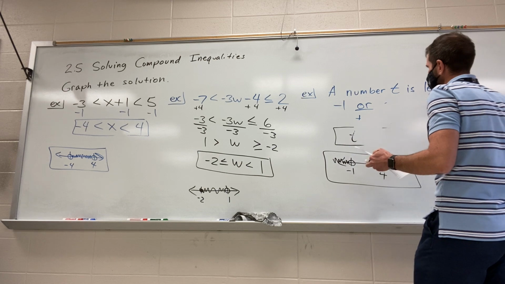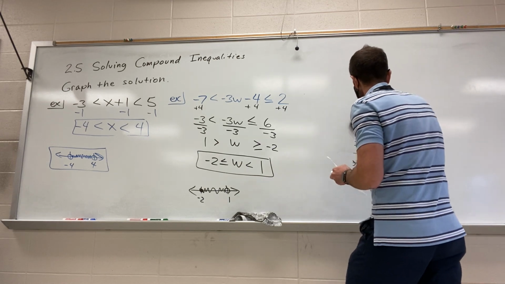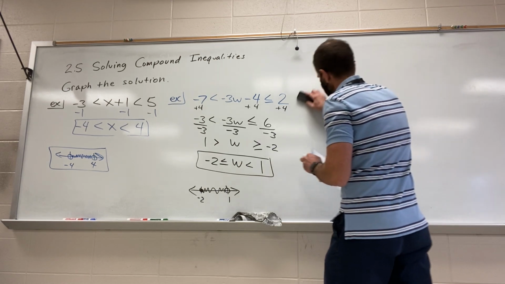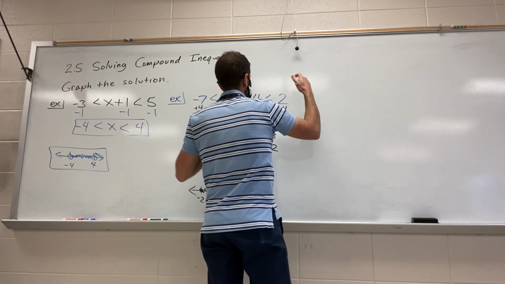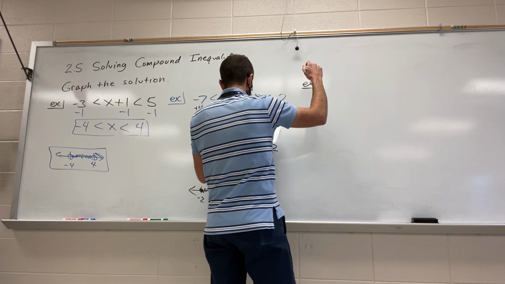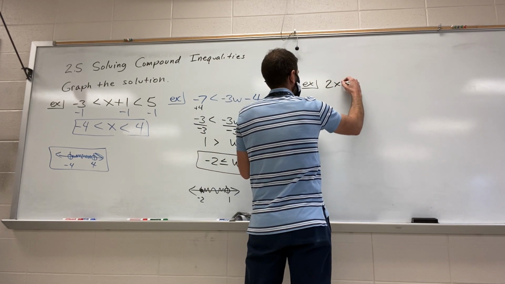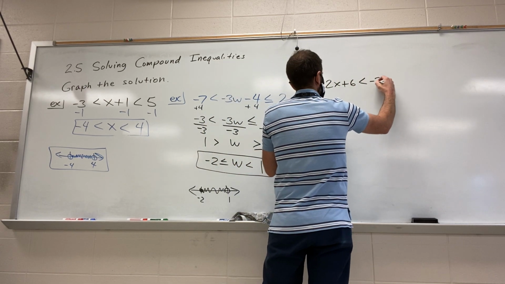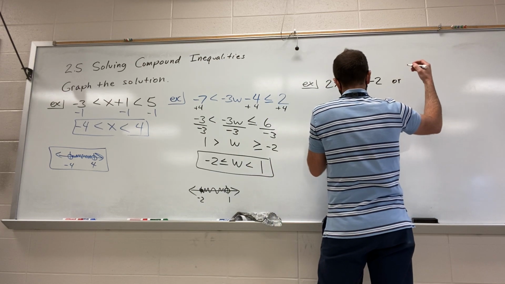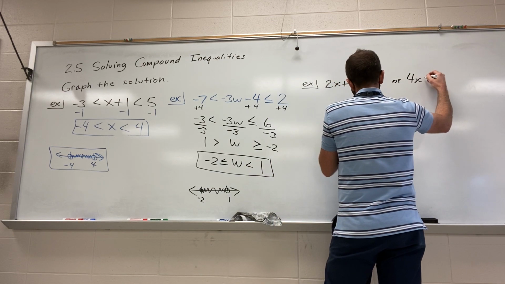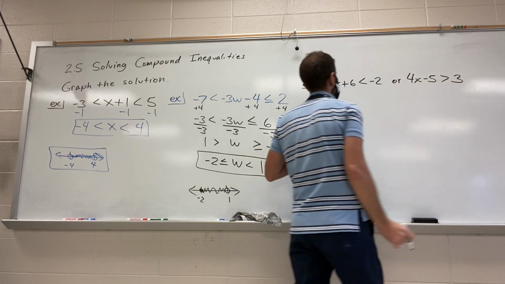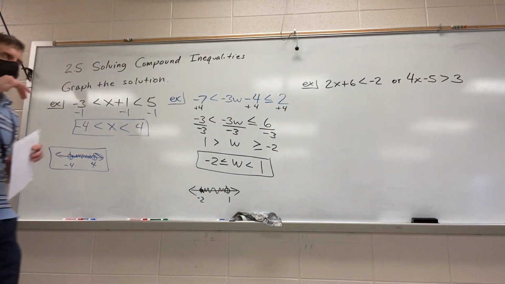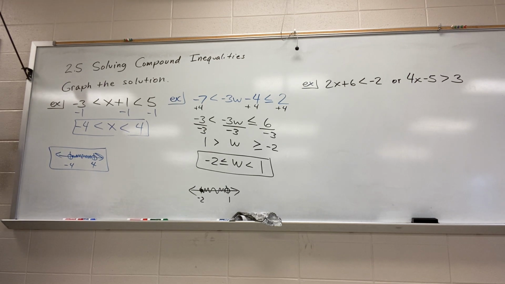All right, looks like I've got 2 more examples and then we'll be done. The next one, I don't think I really need to go over anything with you. It's 2x plus 6 is less than -2, or 4x minus 5 is greater than 3. So I'll be quiet and I'll work it out, but I want you to work it out on your own and we'll see if we match.